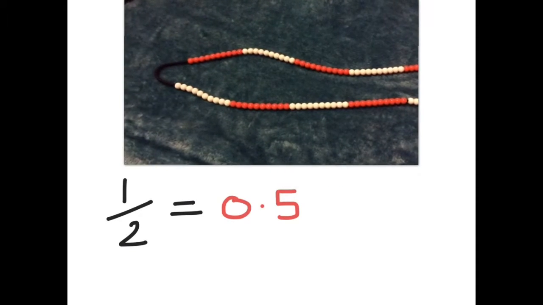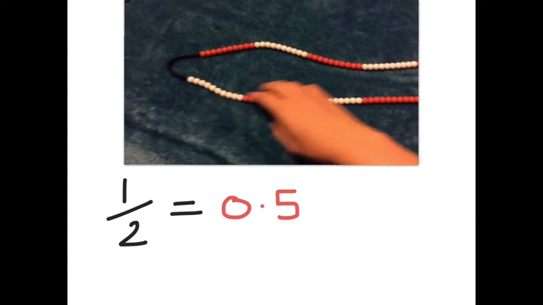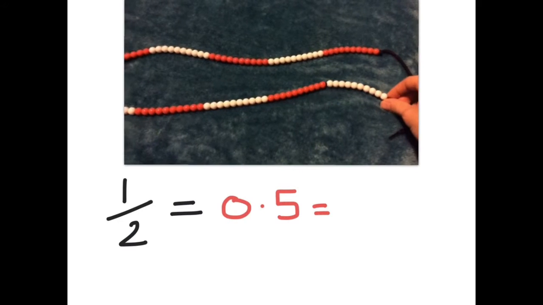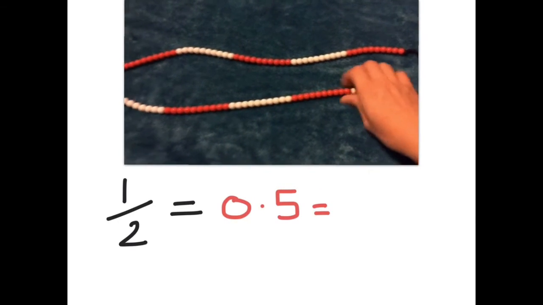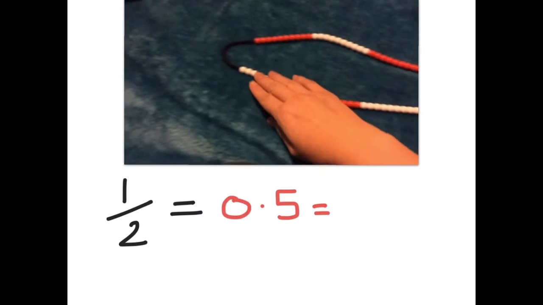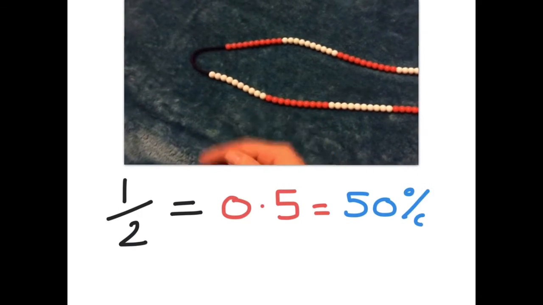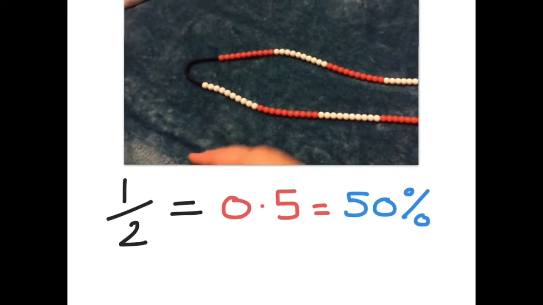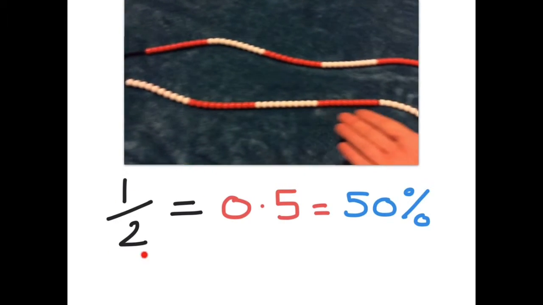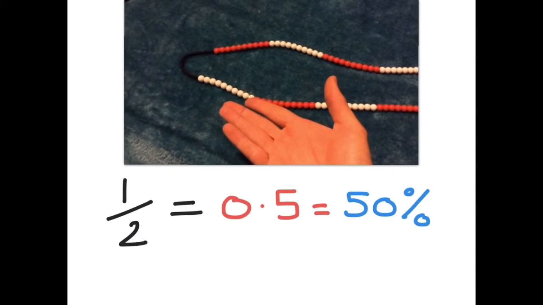What does that also mean in terms of a percentage? Well, half of 100% is the same as 0.5, and it's the same as 10, 20, 30, 40, and 50%. So we can see straight away how half is the same as 0.5, which is the same as 50%.